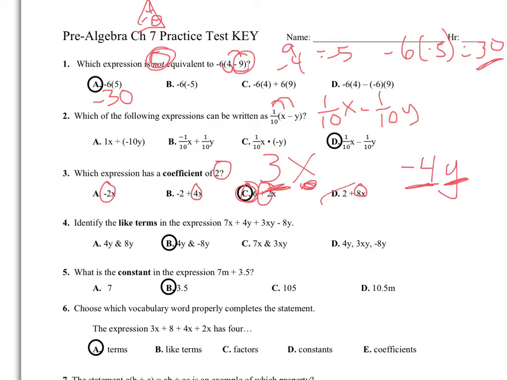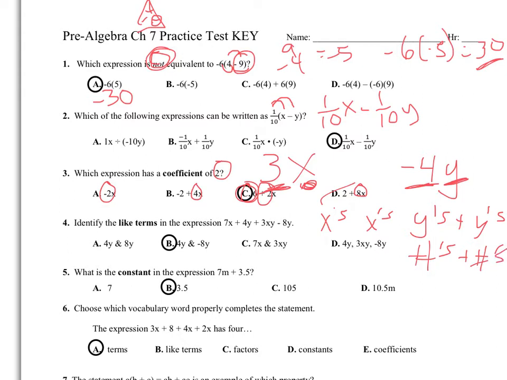All right, number 4. Identify the like terms in the expression 7x plus 4y plus 3xy minus 8y. So like terms, that means I can add x's with x's. I could add y's with y's. I could add constants, or the numbers, with numbers.